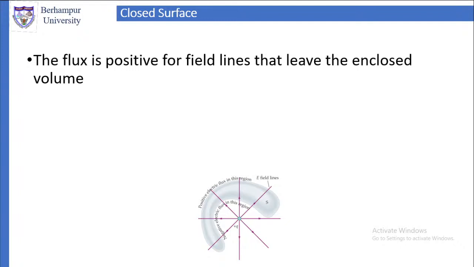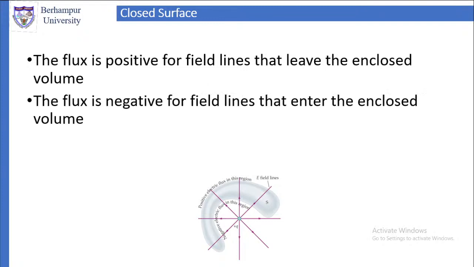What happens in the closed surface? The flux can go out of the closed surface or come into it. The electric field can come out of the surface or go into the closed surface. If the electric field is coming out of the surface, then we call the flux positive. So the flux is positive if the field lines leave the enclosed volume through the surface, so lines of forces are coming out of the surface.